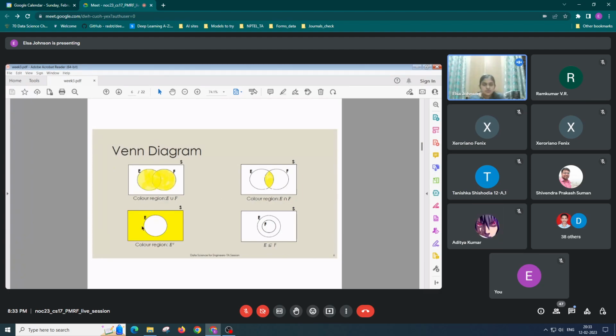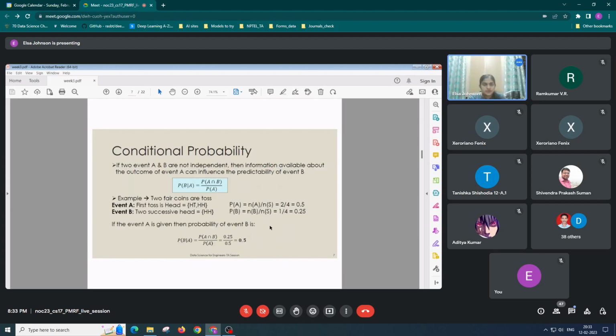Yeah. So then E complement is the colored region. Then F is like inside E. So F is like a subset of E. Okay. Now conditional probability is also there.